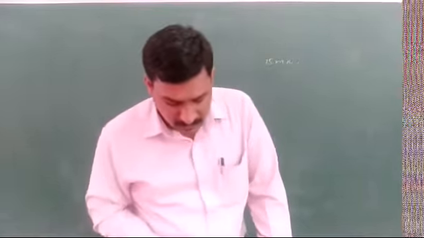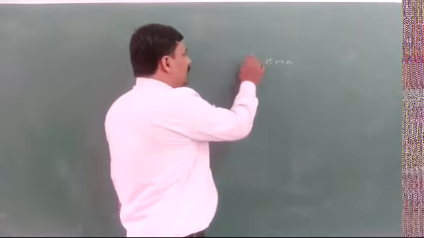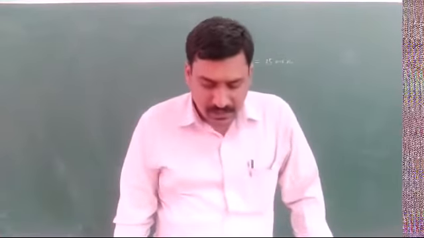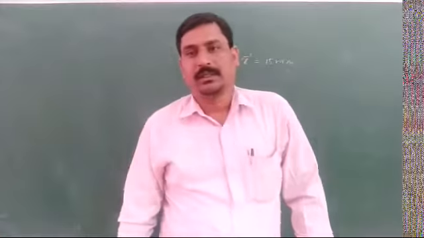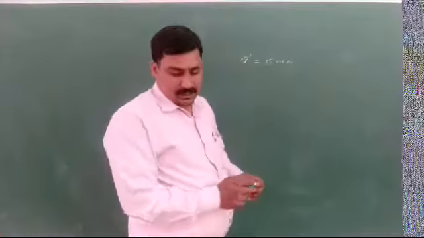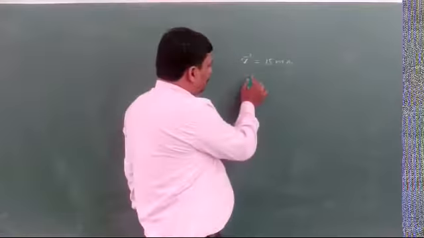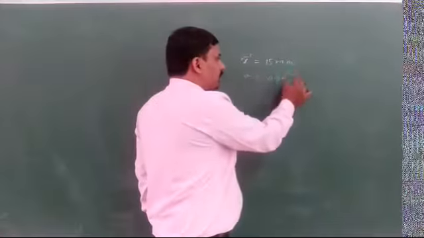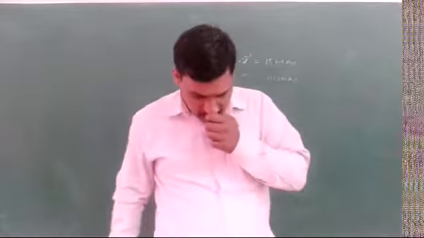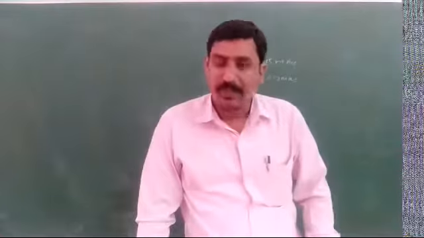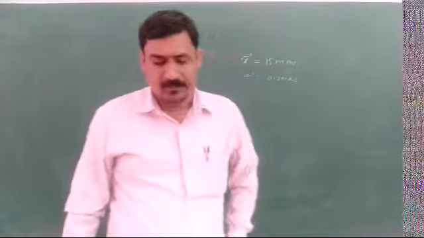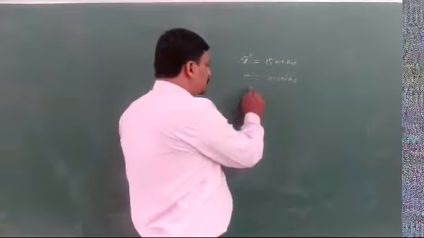The standard is denoted by X bar dash equal to 15 mm. Then a standard deviation of 0.2 mm is given, that is sigma dash equal to 0.2 mm. Next, find the control limits for the mean and range for a given sample size of 5. So the sample size n is 5.